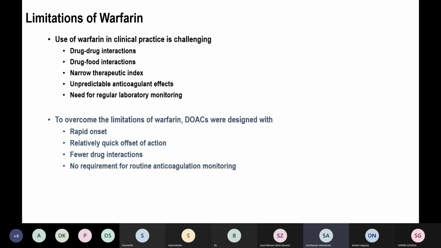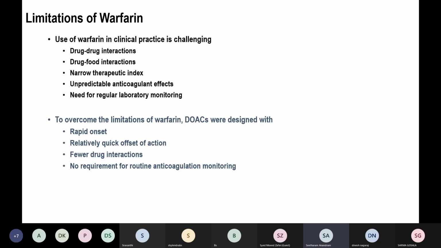The problem with warfarin is that it has quite a lot of interaction with drugs and food. It has a very narrow therapeutic index, and it has very unpredictable anticoagulant effects. And most important is the need for regular laboratory monitoring, which is a huge problem in India. And it's not just the monitoring; the accuracy of the test varies from lab to lab, and it's essentially not reliable.